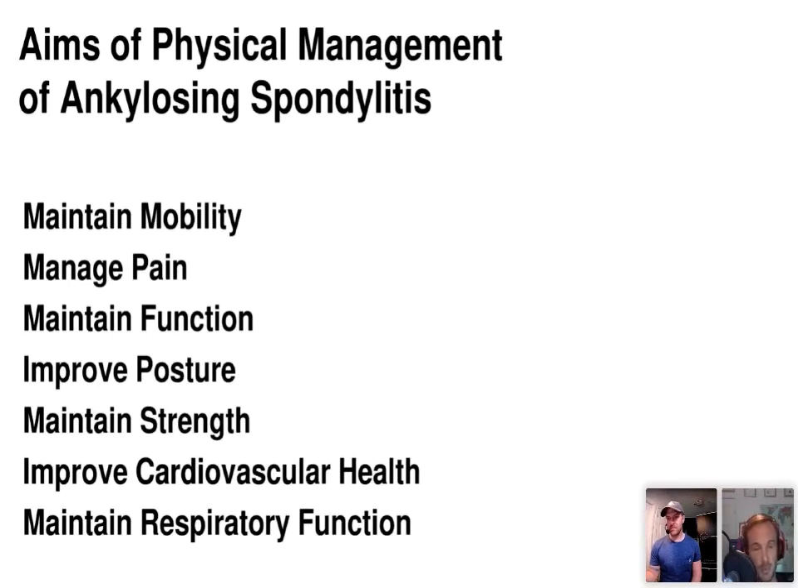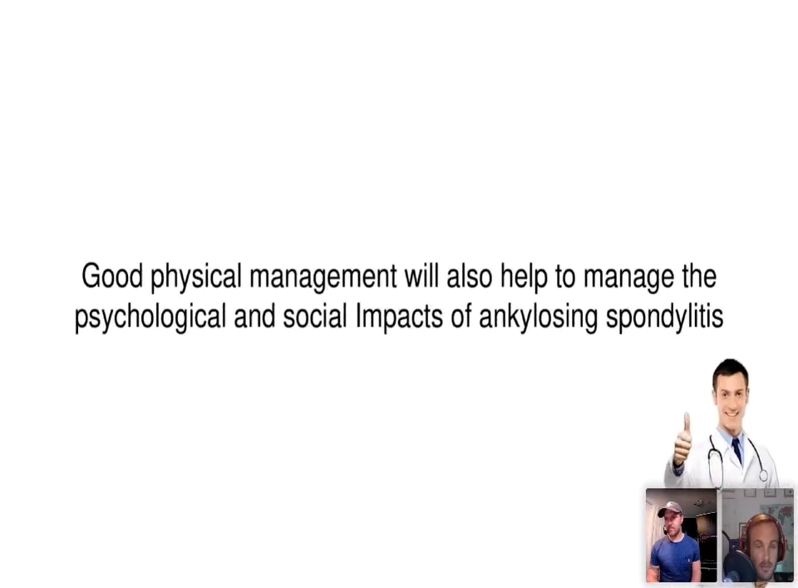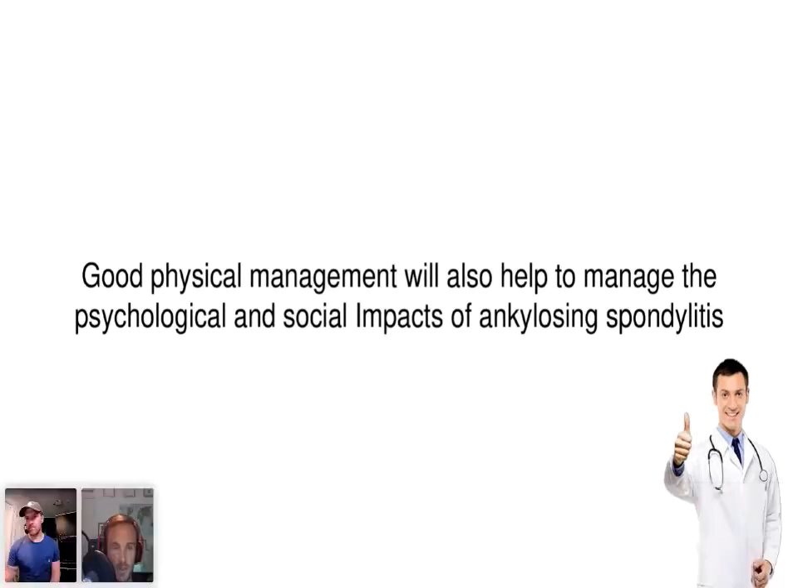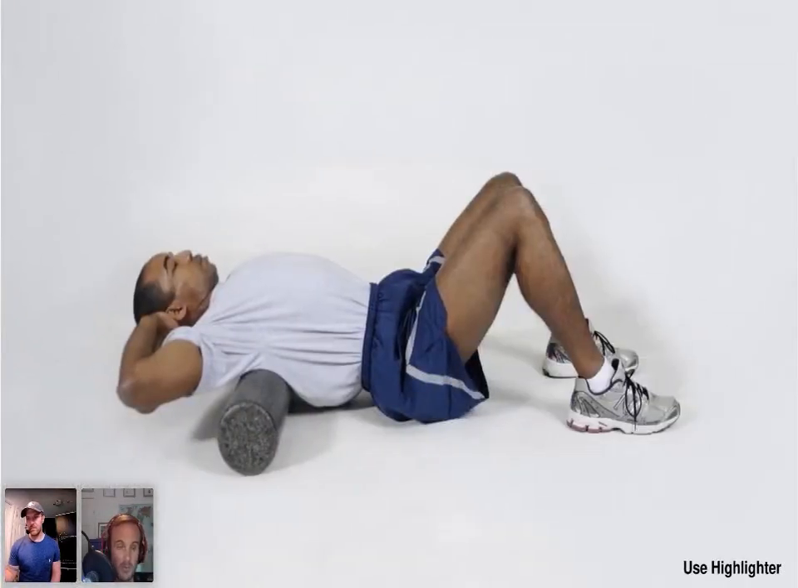Maintaining strength is important as well, for many obvious reasons. But a lot of patients with ankylosing spondylitis will also suffer from poor cardiovascular health. So any measures to maintain or improve cardiovascular health through cardiovascular training would definitely be an important part of the program, as would maintaining respiratory function, which would come from cardiovascular exercise, but also from some more specific training as well, which we'll look at in a moment. So good physical management will also help manage the psychological and social impacts of this condition. The psychological and social impacts are very important, but they're not something that we're going to have time to go into during this webinar, but I think we do or will support them with good management.